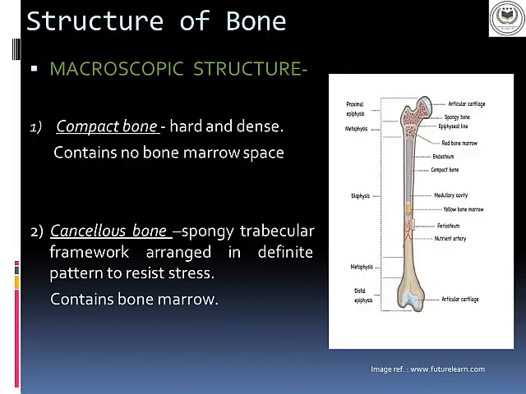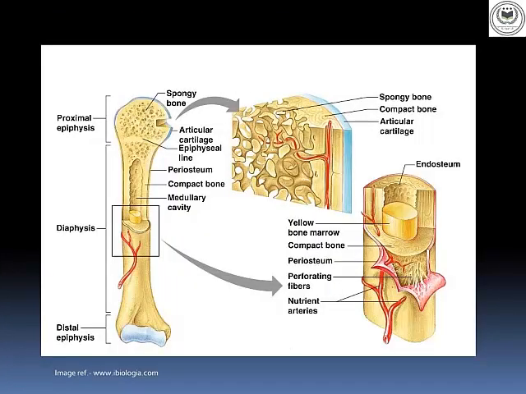Macroscopic structure. It is divided into first, compact bone and second, cancellous bone. Compact bone is hard and dense and it contains no bone marrow space. Cancellous bone is spongy, trabecular framework which is arranged in a definite pattern which resists the stress, and it contains bone marrow. So as you can see in the diagram, this is the structure of a compact bone.